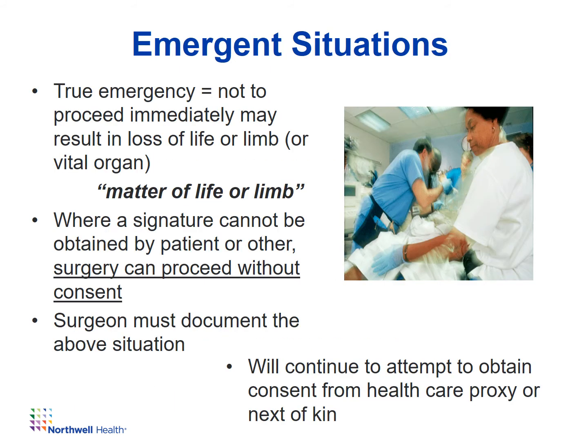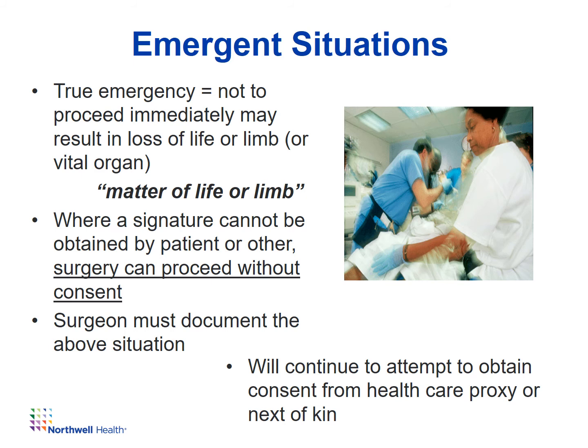How about consents in times of emergency? A true emergency is defined as a situation in which failing to proceed immediately may result in the loss of life or limb or vital organ. This means that if a patient comes into the emergency room and is not conscious and is not capable of signing a consent, and you're not able to find a healthcare proxy or next of kin who can provide the same consent, if the procedure needs to be done to save somebody's life, somebody's limb or organ function, then we have the obligation and the legal right to proceed with the procedure.